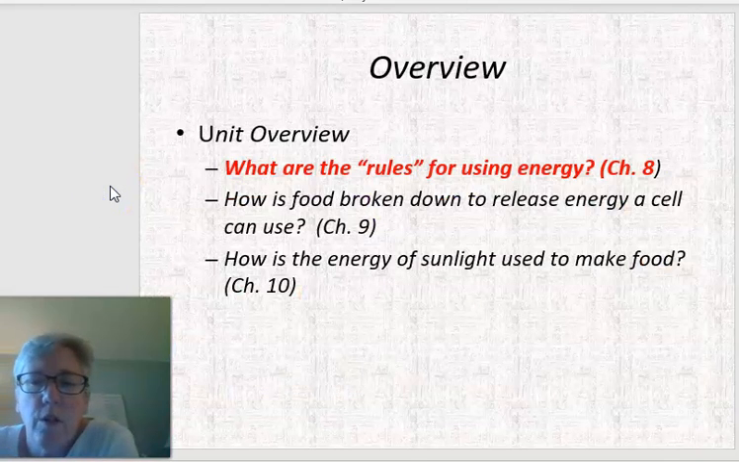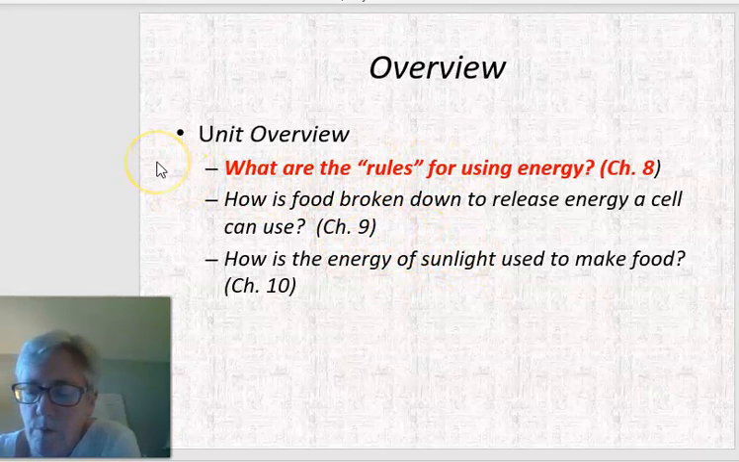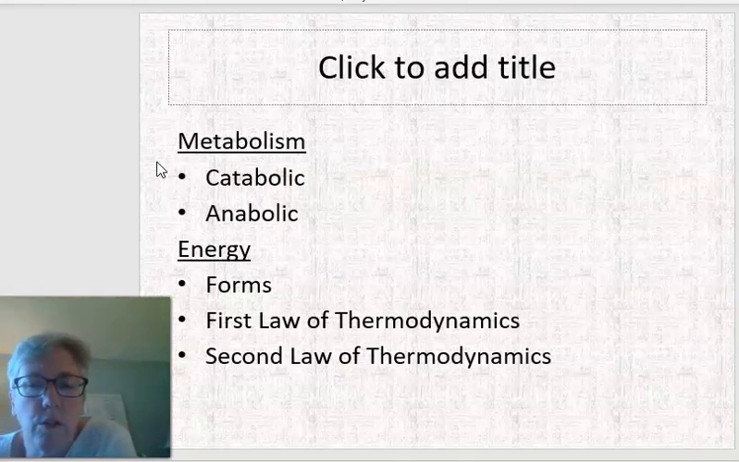All right, so we need to understand the rules about using energy. That's chapter 8. And then chapters 9 and 10 are about photosynthesis and cellular respiration. But first we'll talk about some of the basics about using energy in a cellular or biological system. Okay, so 2 main words. Metabolism is the sum of all of the chemical reactions in a living thing.